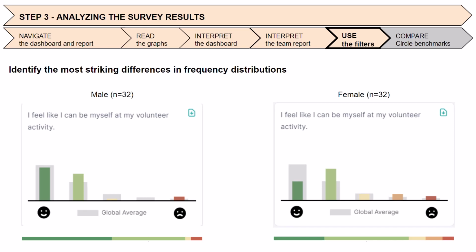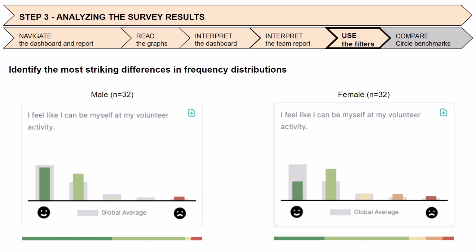Now, you remember in a previous video I said look at the distribution of answers, and look at the distribution where you seem to find more striking differences. So here we have the question, I feel like I can be myself at my volunteer activity. Well, you'll notice a difference here. The majority of men fully agreed with the statement, whereas most women somewhat agree with the statement, with more neutral and somewhat disagree among females. You have the dashboard bar below, which tells you the same thing.